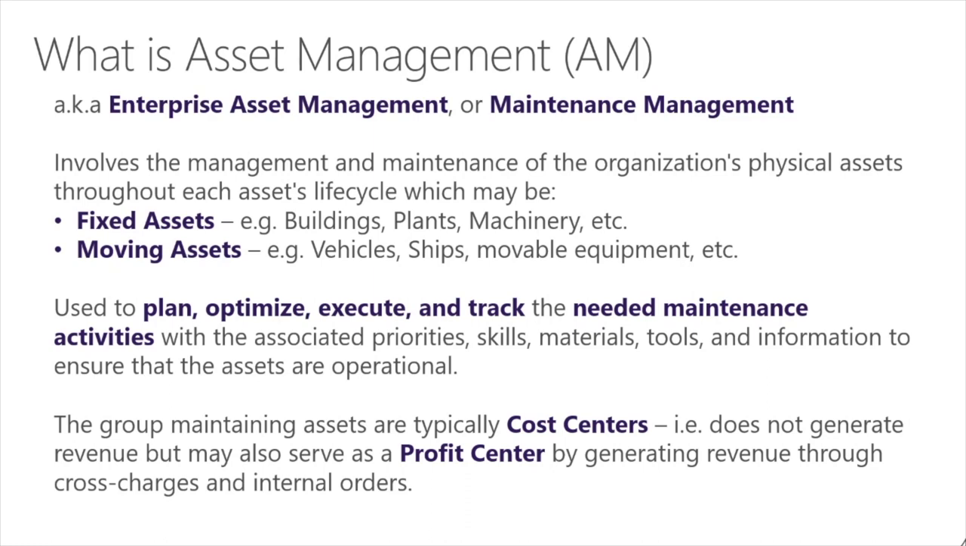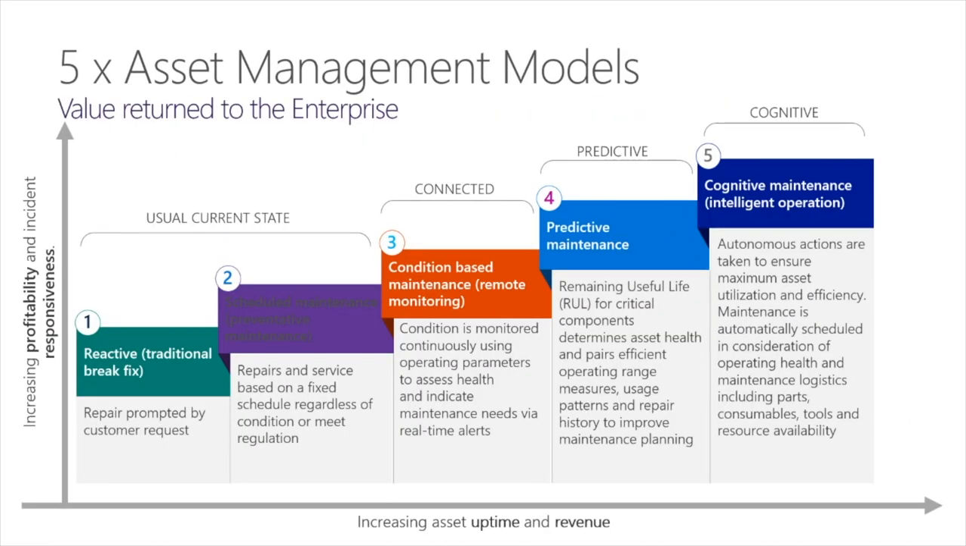So if you look at the various asset management models and levels of maturity, the least mature will be reactive maintenance. We only do maintenance when something breaks, stops working, and we are forced to go and perform some reactive maintenance, break-fix maintenance on that asset. So that's number one here.